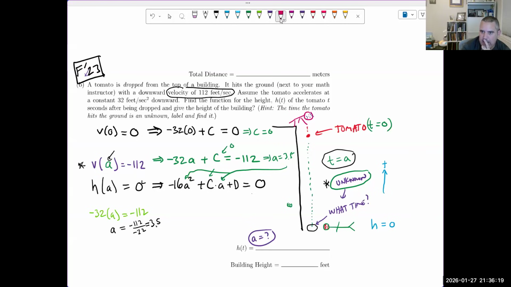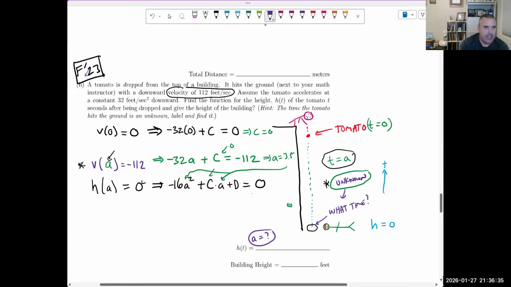Is that from A equals delta V over T? Yes. I mean, that's a kinematics formula, I think, is a way to say it.